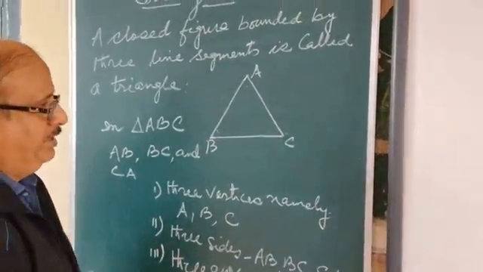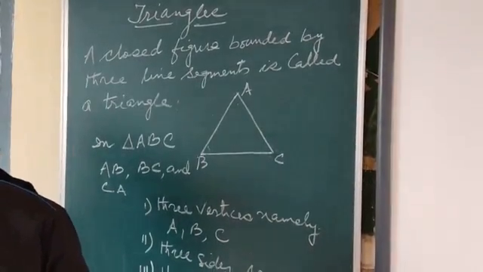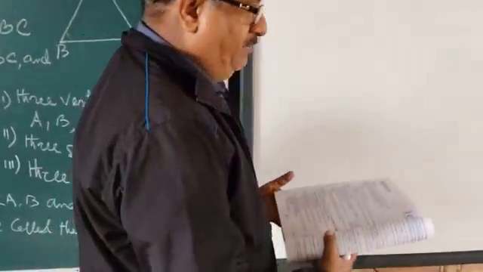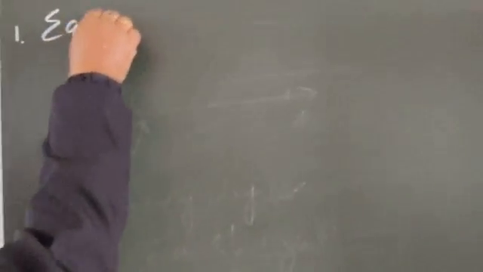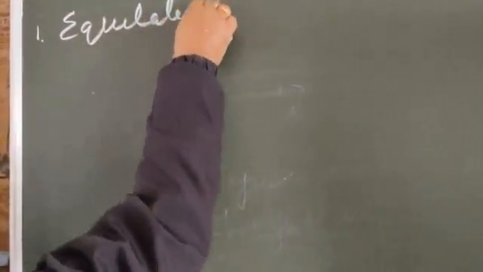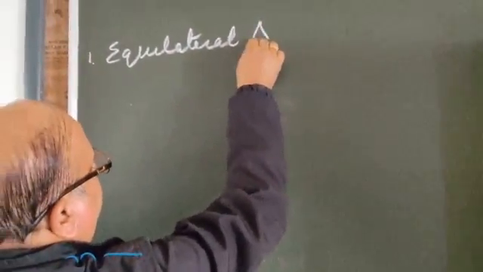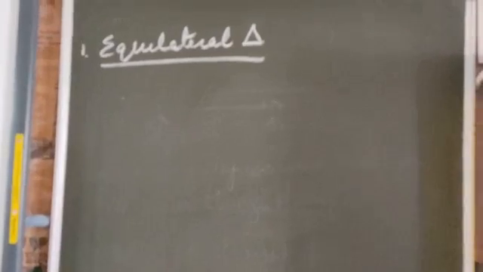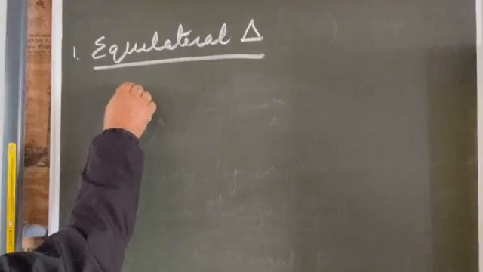Clear? So now what we are going to do next is the types of triangles based on the length of the sides. First we have the equilateral triangle. A triangle which has all the sides the same is called an equilateral triangle.